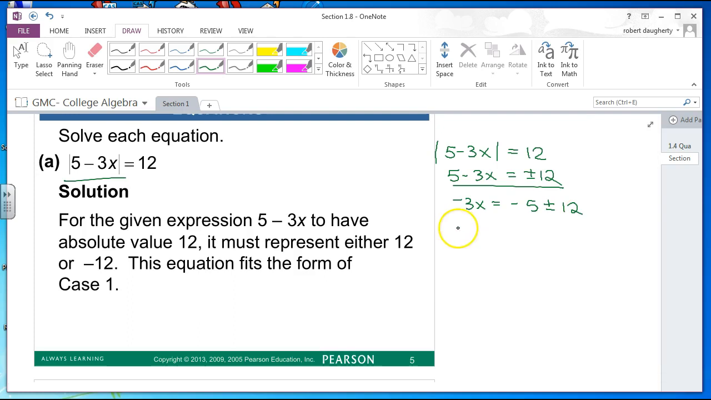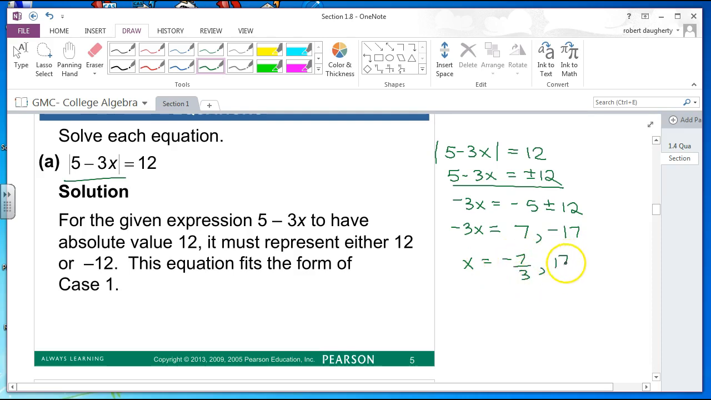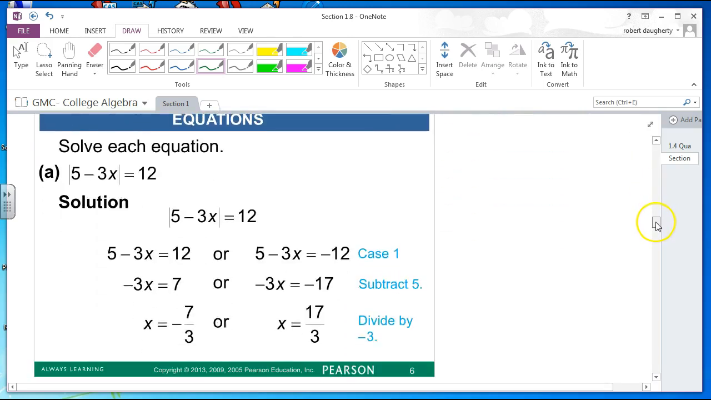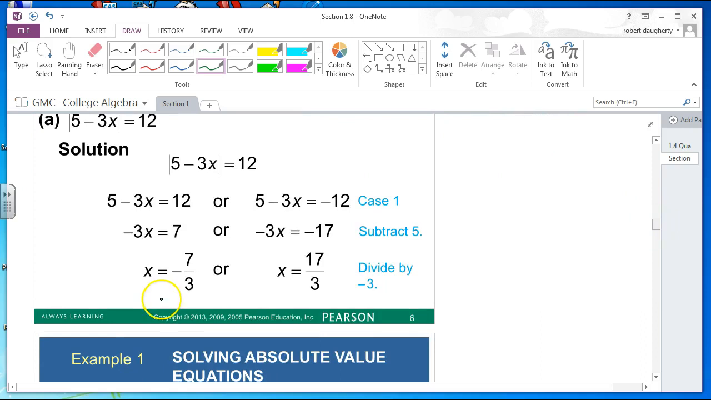So negative 3x is equal to negative 5 plus 12, that's 7. Negative 5 minus 12, that's negative 17. So to solve this for x, you're going to have to divide everything by negative 3. So you get two solutions for this. And we double check our answer, negative 7/3 and 17/3, which is what you see there.